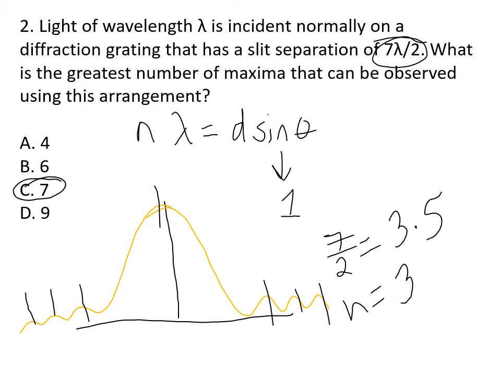And just to remind you what incident normally means, the normal line is 90 degrees with respect to the surface. So if we had a diffraction grating here and it's incident normally, the light here could be in yellow. That means it's striking the diffraction grating at a 90-degree angle. That's normal to the surface.